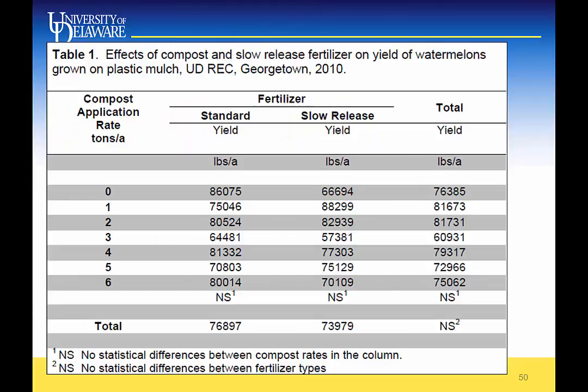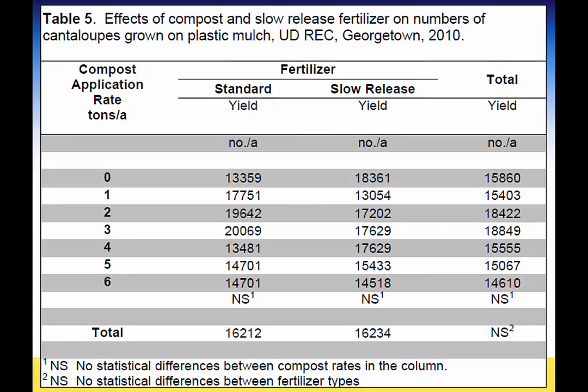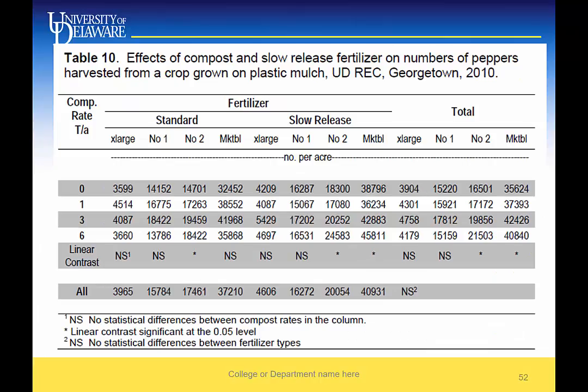In watermelons, we also did not see an advantage to using slow release, so again, mimicking what we saw this past year. On the other hand, cantaloupes, we saw a little bit of an advantage. Again, look at the zero rate. We did see some advantage in peppers. We'll show you some more research on that in a little bit.